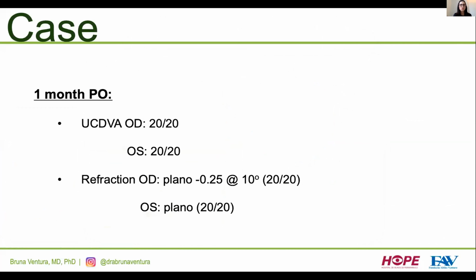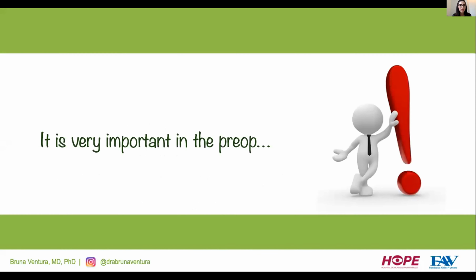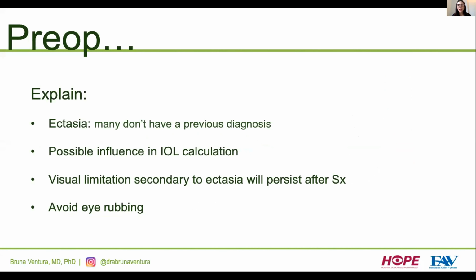One month after surgery, she had uncorrected distance visual acuity of 20/20 in both eyes, with a refraction in the right eye of plano -0.25 at 10 degrees, achieving a vision of 20/20, and in the left eye, she was plano.